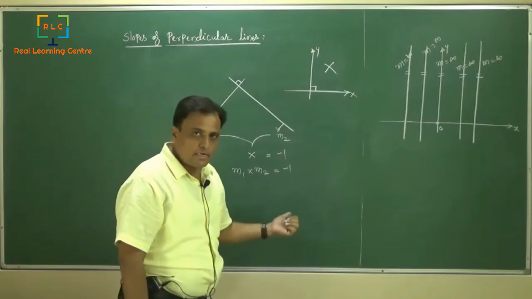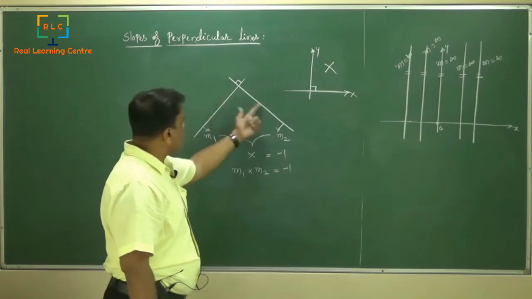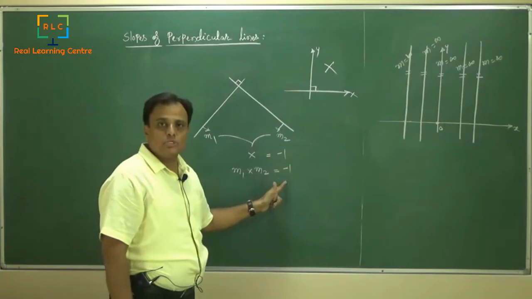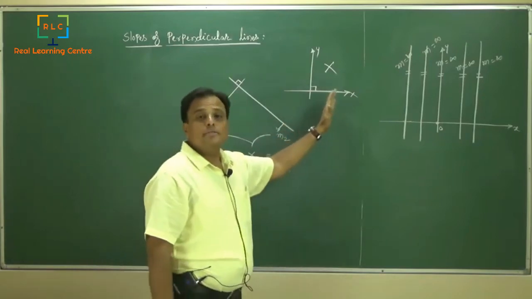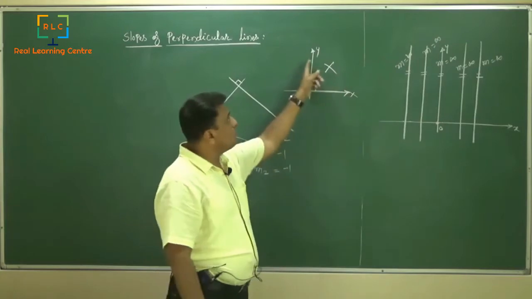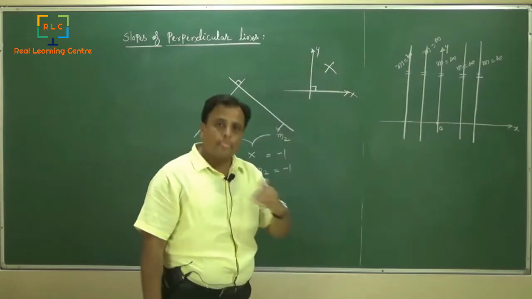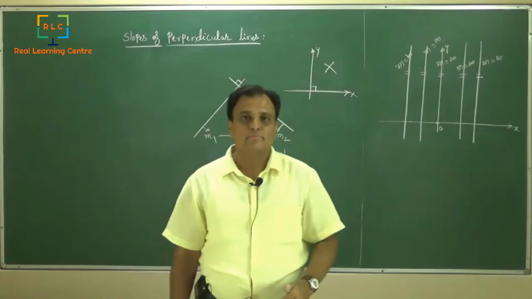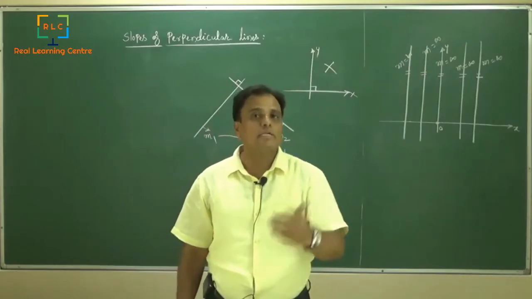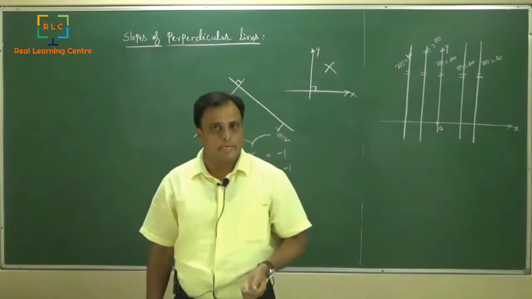Here once again, let me explain. If the two lines are perpendicular, then the product of their slopes is always equal to -1, except the lines which are horizontal and vertical. Why? Because if any line is vertical, that is perpendicular to the x-axis or to the horizontal, its slope is not defined, so you cannot multiply and prove that the product is -1.